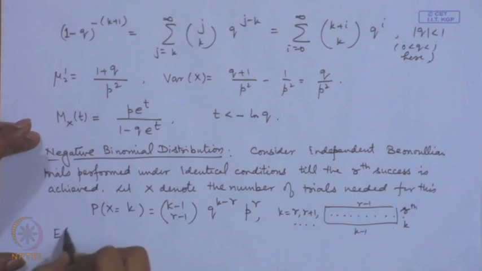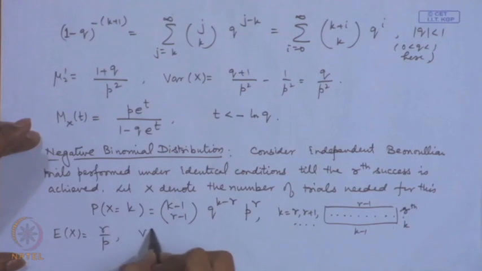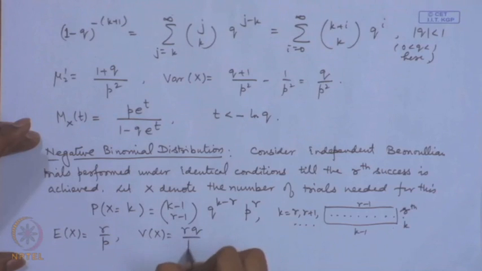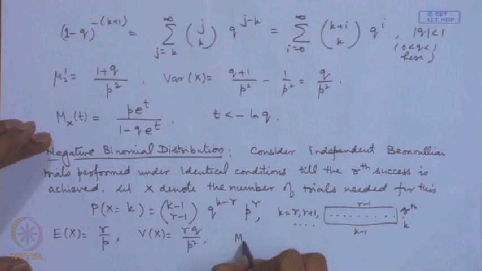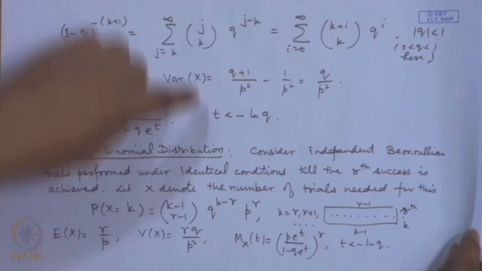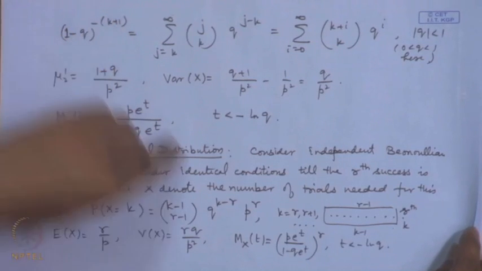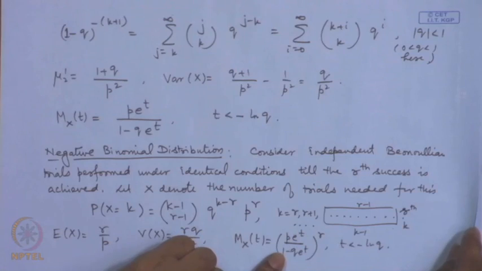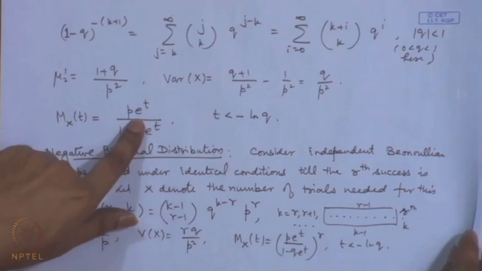The mean of negative binomial distribution is r by p. The variance of negative binomial distribution is r q by p square. The moment generating function of negative binomial distribution is p e to the power t divided by 1 minus q e to the power t, whole to the power r, for t less than minus ln q. Now, if you notice here the moment generating function of geometric and moment generating function of the negative binomial, this is power r of this.